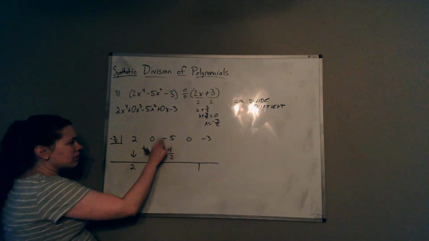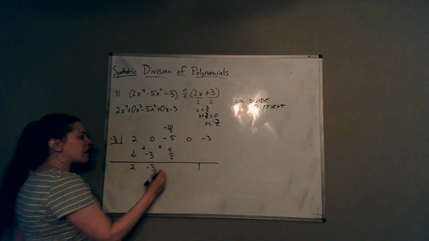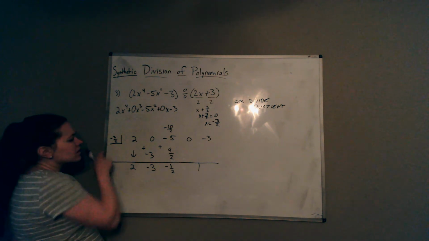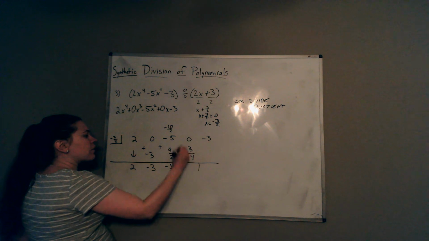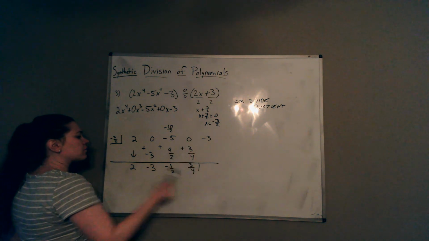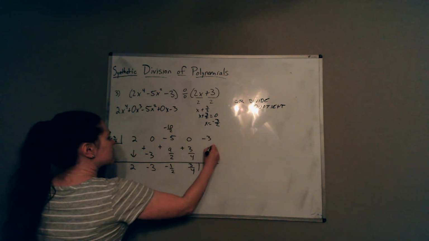So we're going to want to rewrite negative 5, that's negative 10 halves. So negative 10 halves plus 9 halves gives me negative 1 half. Negative 1 half times negative 3 halves gives me positive 3/4. So we're going to want to do 0 plus 3/4. That gives us 3/4. 3/4 times negative 3 halves would give us negative 9/8.